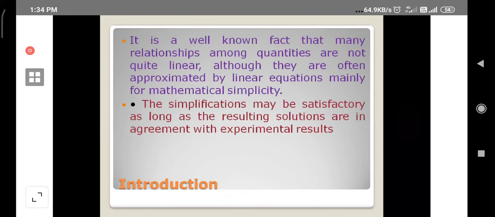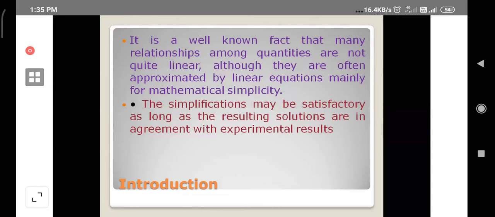All of you know about nonlinear systems. A nonlinear system is one where the input and output are not proportional to each other. That means when the input increases, the output may not increase in a linear manner. There can be a nonlinear characteristic. The proportionality is not linear.